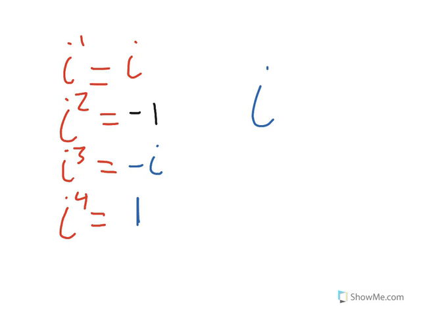So for example, if I had i to the 24th power and I want to know what it equals, instead of counting how many times I go through, I'm just going to take 24 and divide it by 4. That gives me 6, with no remainder, which means the answer is just 1.